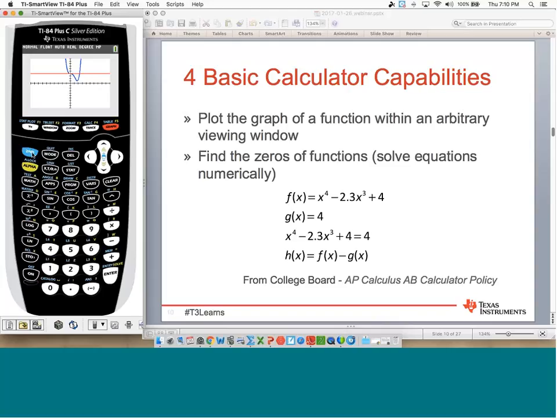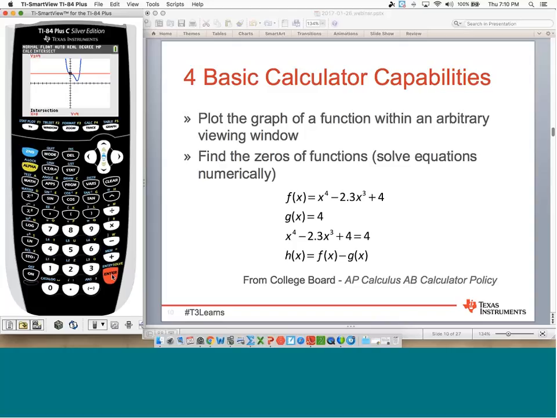So I'm going to hit second trace to bring up my calculate options for my graphing, and I'm going to find those intersection points. Notice when you do that, it's asking you what's the first curve you're working with, and I'm just going to hit enter, second curve, and enter. I only have two curves in there, so that's very easy. And then it wants me to give a guess. So that means it's going to find the closest one to the guess that I give it. This looks pretty good, so I'm just going to hit enter.